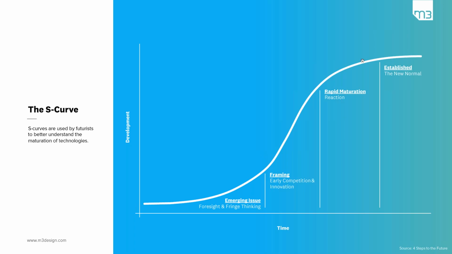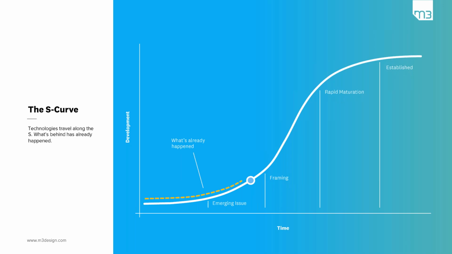In the third stage, this is where technology really starts to become more mainstream, and companies that haven't embraced it and dabbled in it earlier on the curve start to react to what they're seeing in the market. They're kind of playing catch up. And then the fourth area is when that technology has become established, it becomes the new normal. Government starts to regulate it, it just becomes the way we do things. And as the technology travels along this curve, what's behind it has already happened, and what lies ahead of it is what could happen, and that's what we can have influence over.